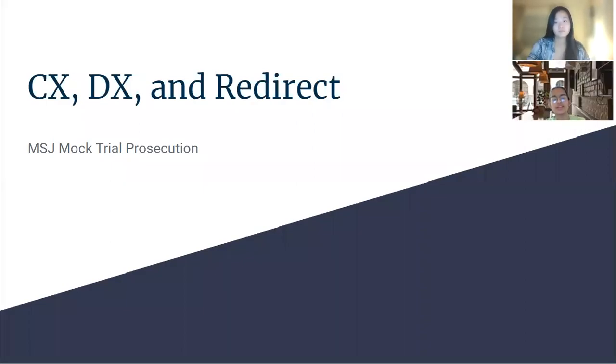I was a prosecution attorney last year and this year I'm the prosecution captain, and today we're going to be talking to you guys about how to write your CXs, DXs, and redirect. I am Karen. Last year I was also a prosecution attorney, and this year I am the prosecution assistant captain.